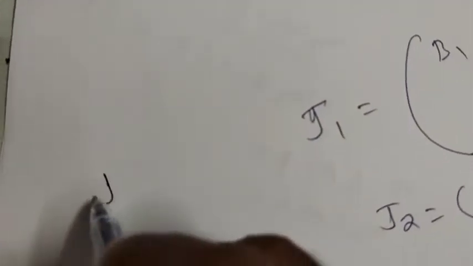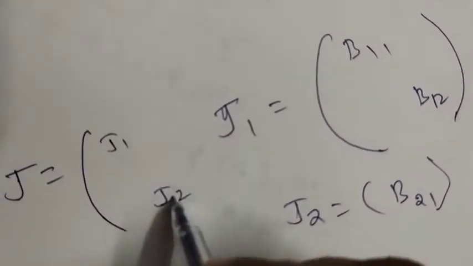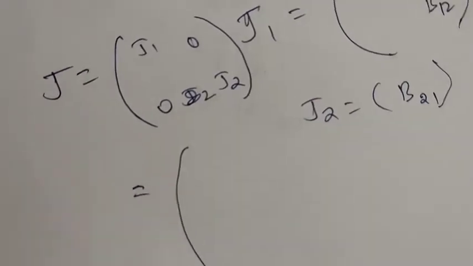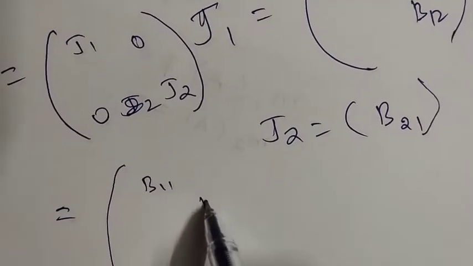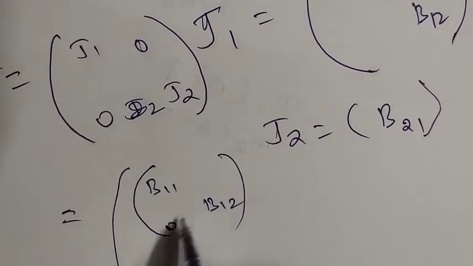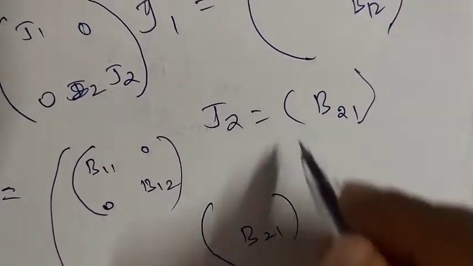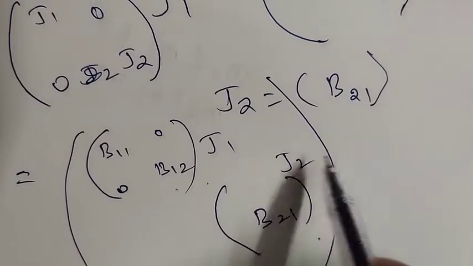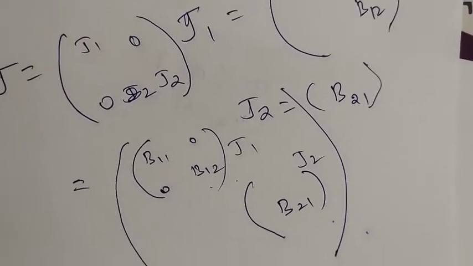Totally, the Jordan canonical form J is what? J1, J2 on the diagonal place, zeros elsewhere. What is J1 here? J1 is B11, B12, B11, B12, zeros elsewhere, and J2 is B21, B21. So you write the corresponding values here. This is the J1 block, this is the J2 block. Okay, understand now? Now you can compare the theorem with this problem, then you will understand the theorem also easily.